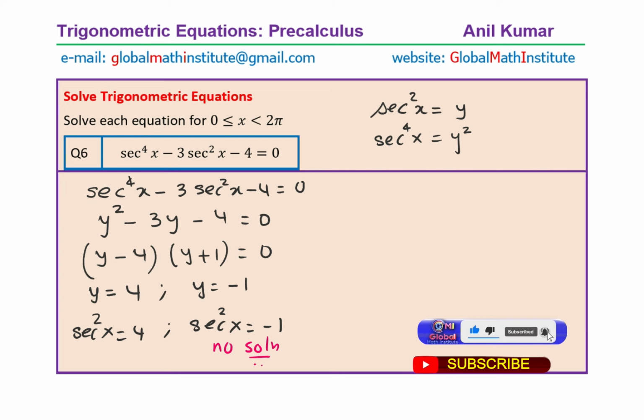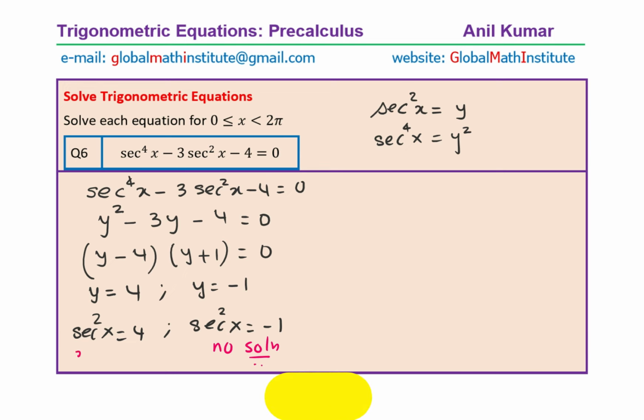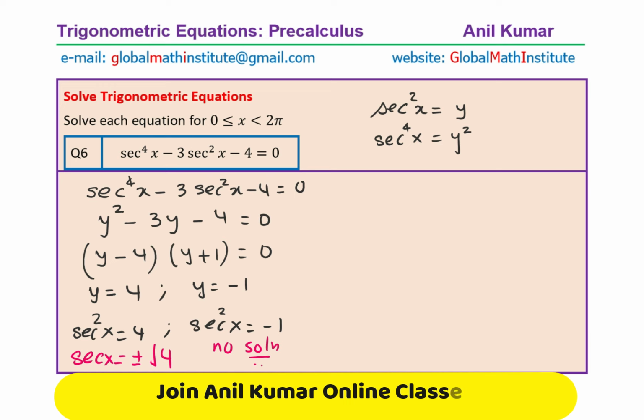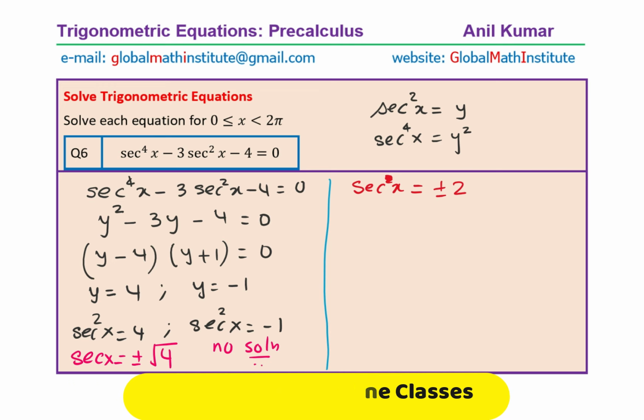However, secant square x equals to 4 has solutions, right? So let's continue with that part, which is secant x is equal to plus minus square root of 4, right? So we'll see what are the solutions for this equation. Let me rewrite: secant x equals to plus minus 2. Now if secant x is plus minus 2, that means what is cosine x? It is the reciprocal of secant, right? It is plus minus half.